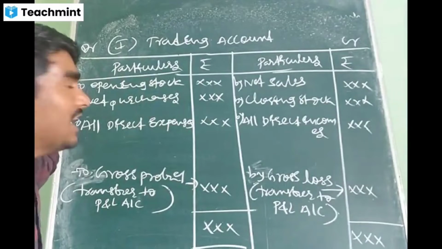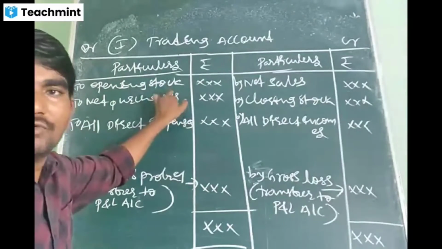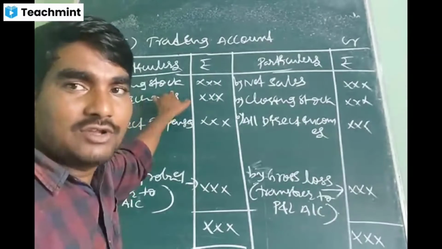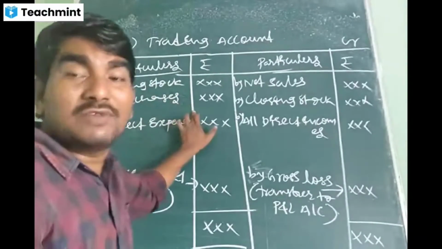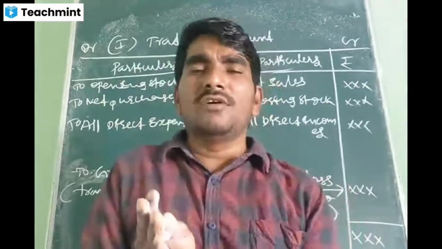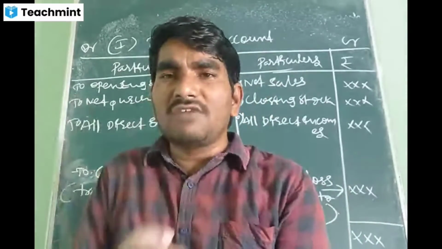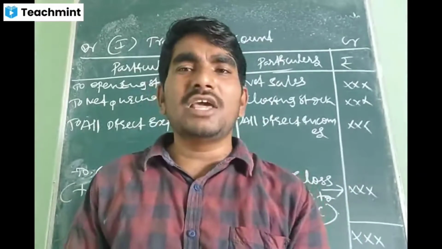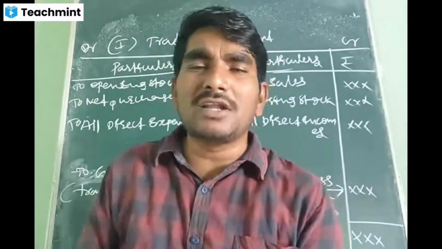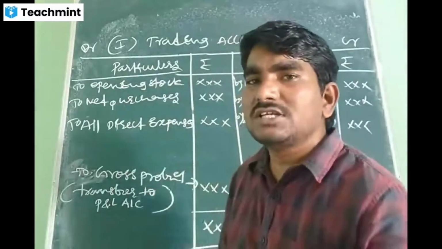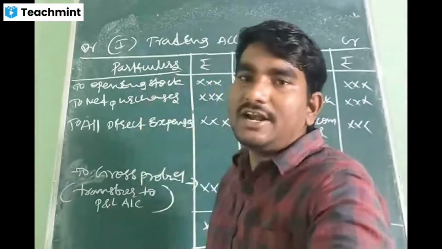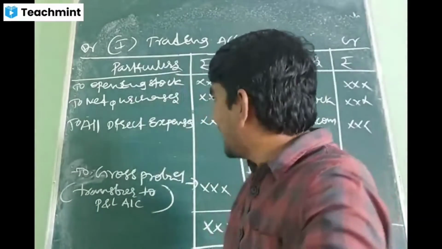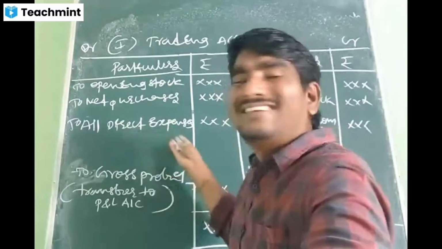We should consider the opening stock. It is also one of the direct expenditures. The second one is net purchases. Net purchases means the purchase returns are deducted from the purchases, and after that we get the net purchases. That kind of net purchases we will consider on the debit side of the trading account, as well as all direct expenses.